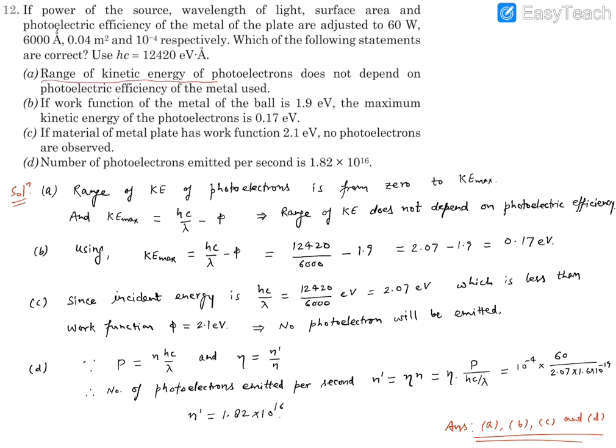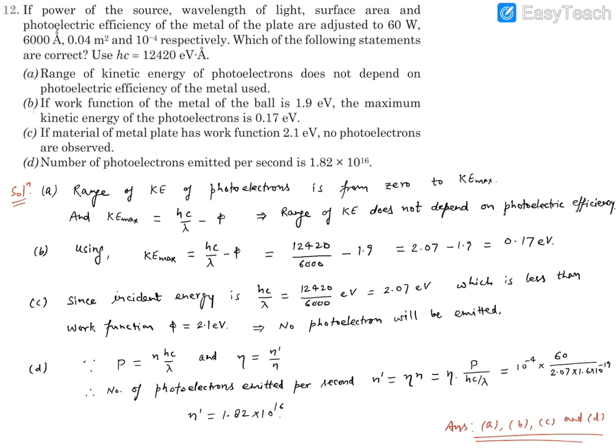It says the range of kinetic energy of photoelectrons does not depend on the photoelectric efficiency of the metal used. So we know the range of kinetic energy of photoelectrons is from 0 to K max. So the range will be affected by K max. And we know this K max is given by this Einstein equation, which is hc by lambda minus phi. So these numbers are known to us. That means this number is going to be a fixed number, and this is independent of the photoelectric efficiency. So this range does not depend on the photoelectric efficiency. That means option A says correctly.